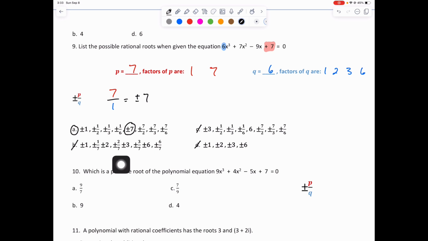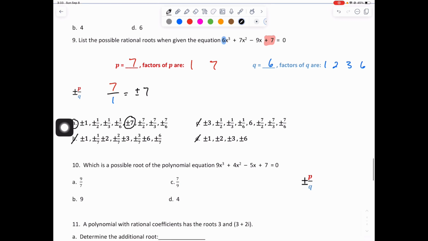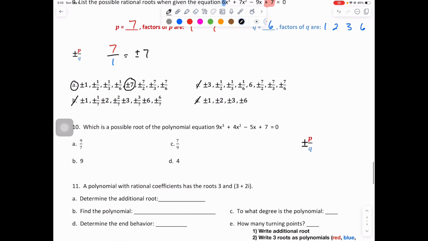Now, if it did want you to get more in-depth and thorough, your next one would be 7 over 2. So plus minus 7 over 2, plus minus 7 over 3, plus minus 7 over 6. Then you would do the same with the 1s. Well, 1 over 1 would give you your positive 1, 1 over 2, 1 over 3, and 1 over 6, just in case you did have 2 and you needed to go back and check the answers.